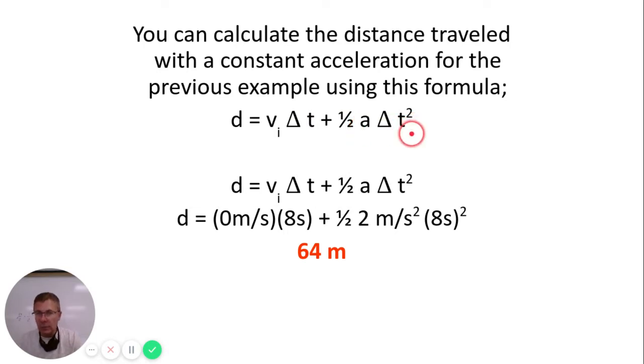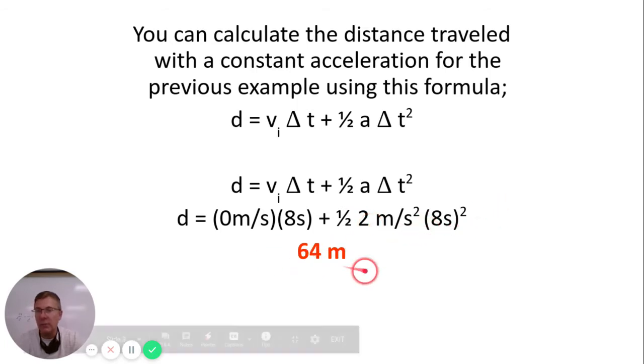Now, since the ball was rolling from rest, it's 0 meters per second, so 0 times anything is 0, right? Plus 1/2 A, where A is 2 meters per second squared, time is 8 seconds squared, okay? Now, so you have 1/2 times 2 is 1, right? And 1 times 8 squared is 64. So you get 64 meters.